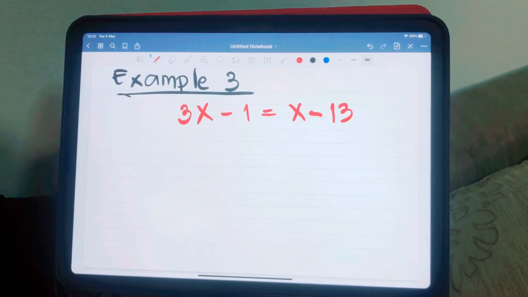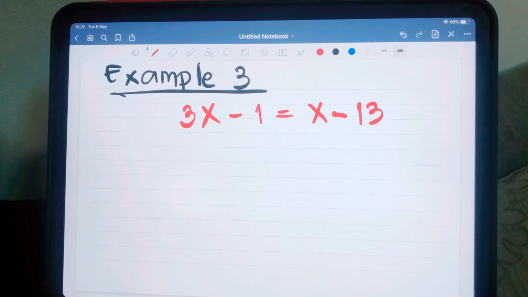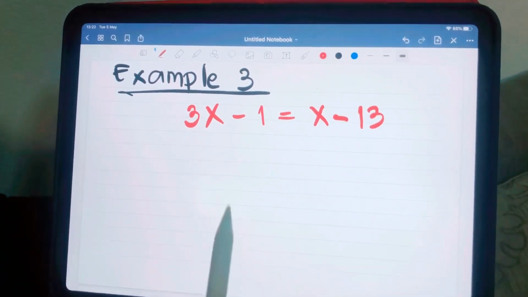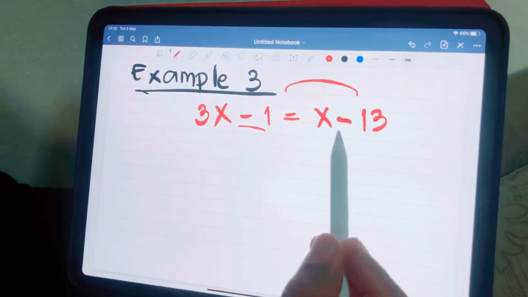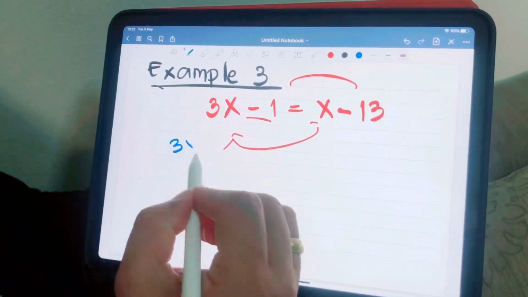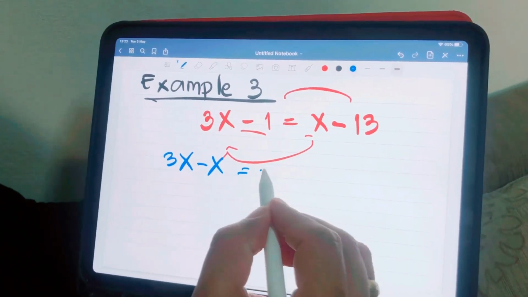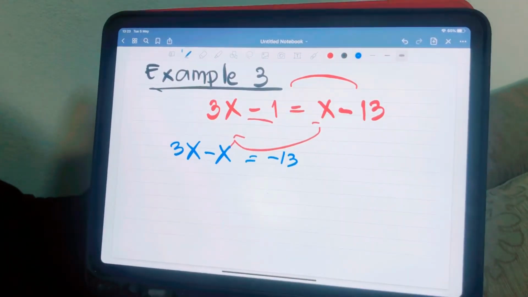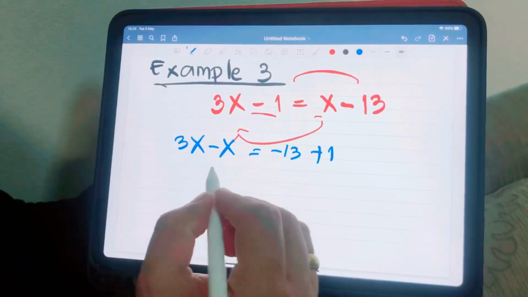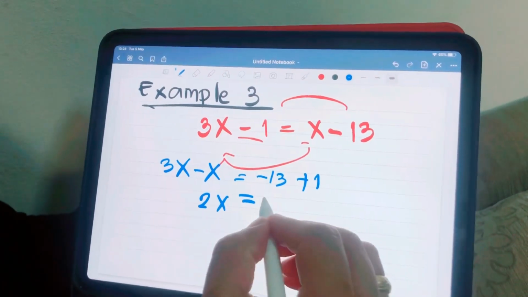Example number 3. We have 3x minus 1 is equal to x minus 13. As you can see, we have x's on both sides of the equation. So we will transpose negative 1 to the other side, and we will transpose x to the other side of the equation. So we have 3x, transpose x, so that will become minus x, is equal to copy negative 13, and you transpose negative 1 to the other side, so negative 1 will become positive 1. So 3x minus x is equal to 2x, that is equal to negative 13 plus 1, which is negative 12.